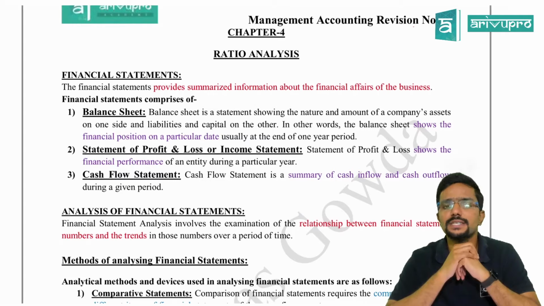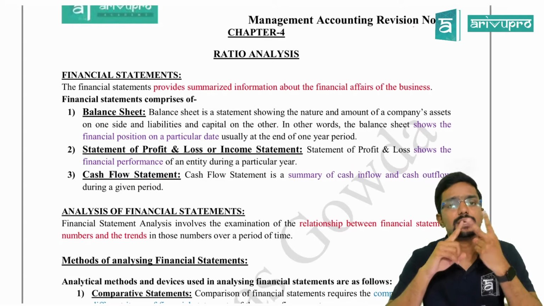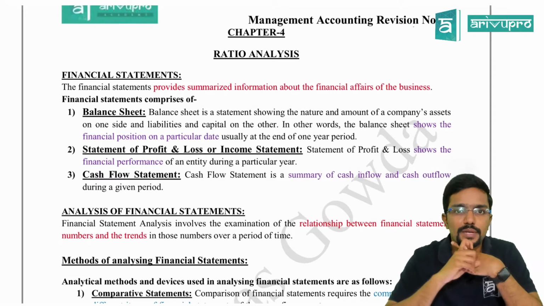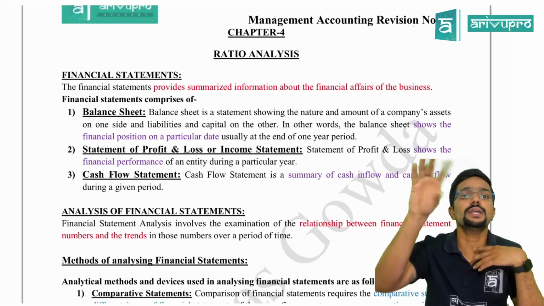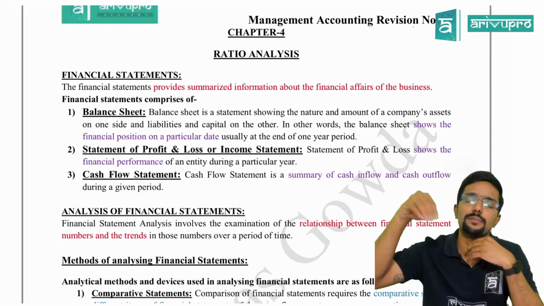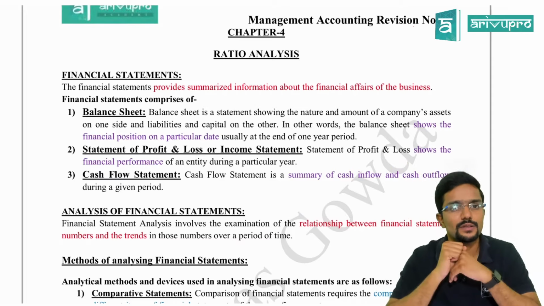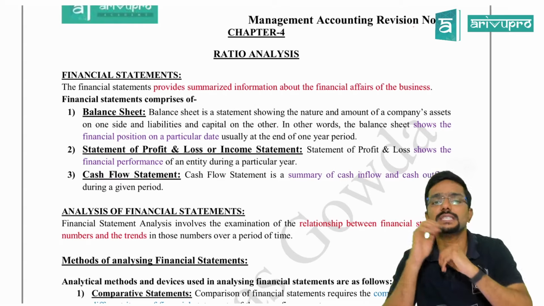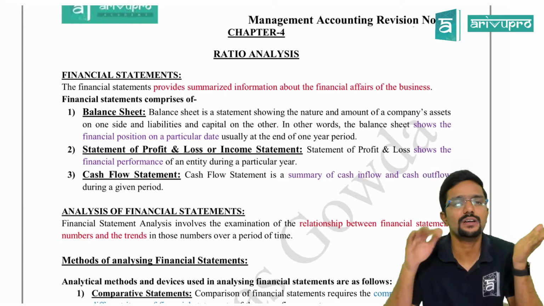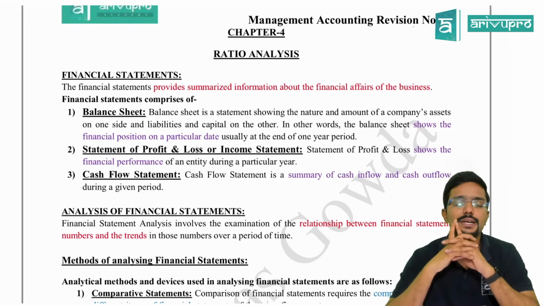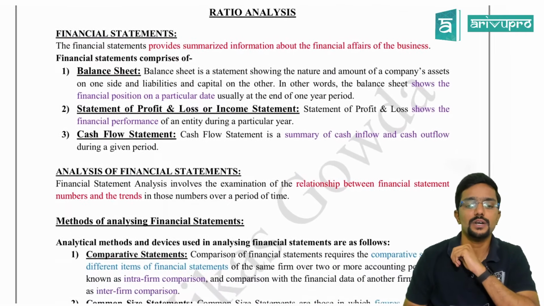The balance sheet is a statement which discloses the assets, liabilities and capital of the company. It shows the financial position of a company on a particular day, and that particular date will be the end of the year, normally 31st March or 31st December, depending upon which year we are following, either calendar year or financial year. Then comes our statement of profit and loss account.